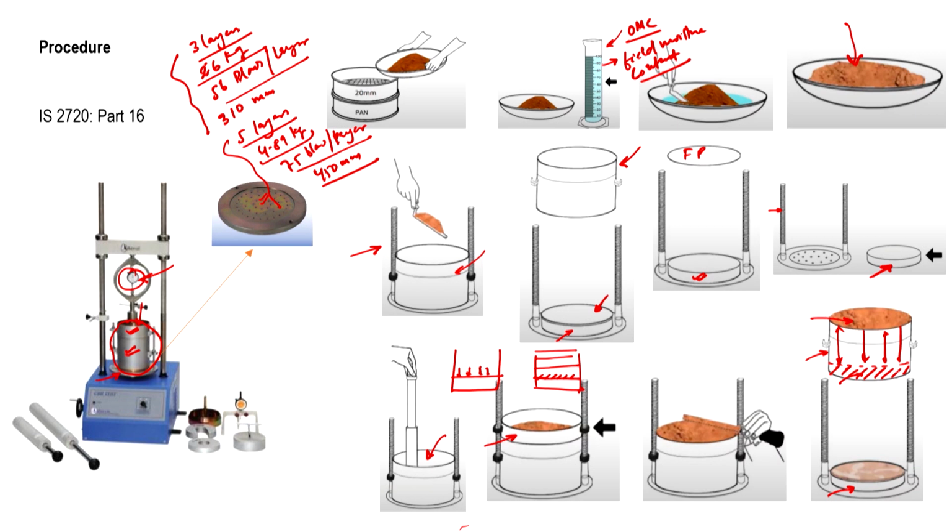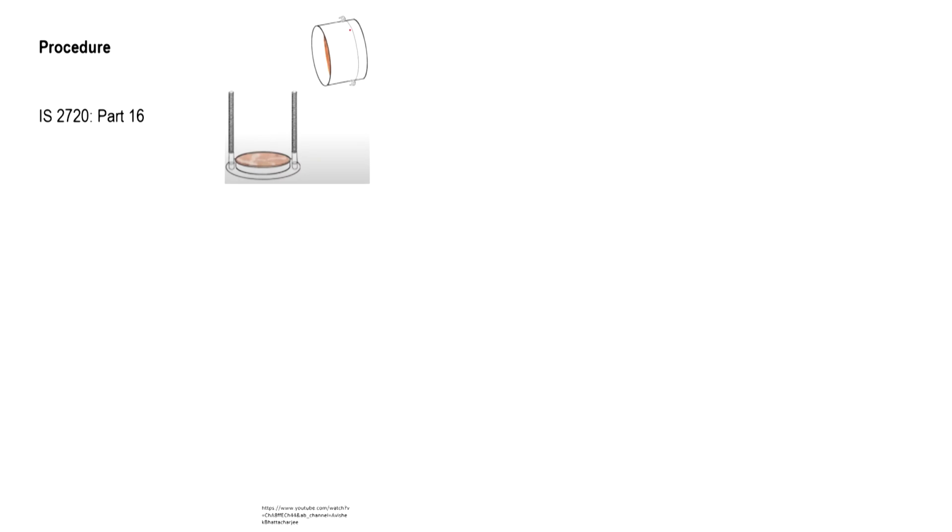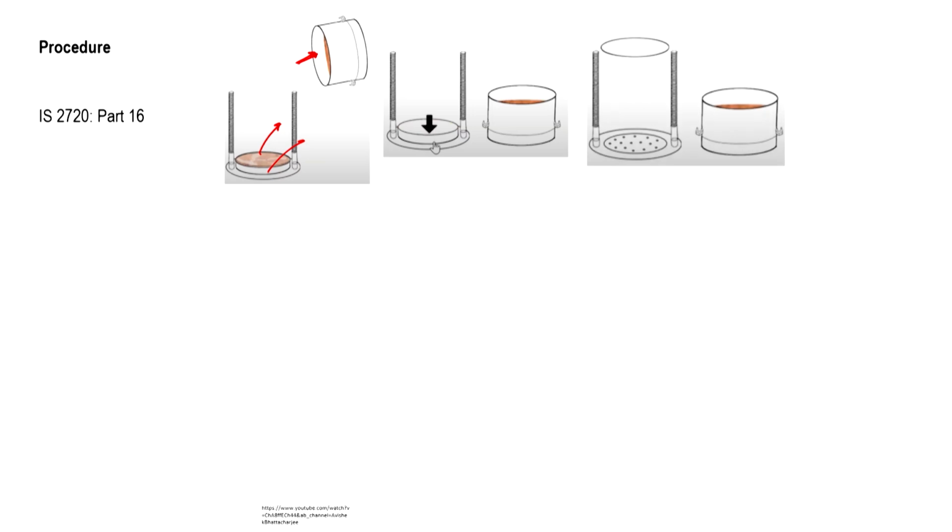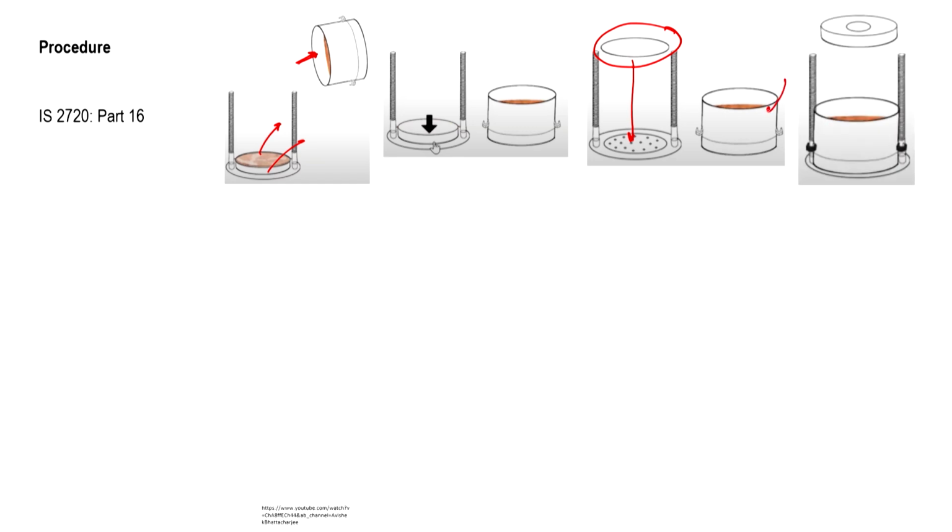Now we reverse the sample. You can see a gap, an empty space here because of the spacer disc. You remove the filter paper and the spacer disc, put a new filter paper over the base plate, and then put this inverted mold over the base plate. This is what has been done here.